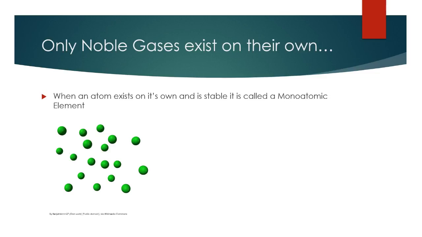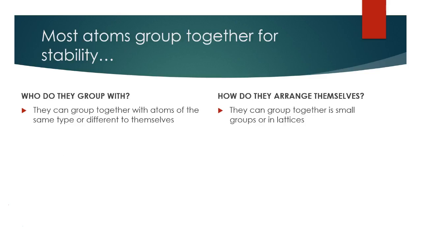So this is what noble gases look like on their own, atoms not joined to anything, and we call that monoatomic, which means one atom on its own. Now because all of these atoms you can see here are the same type of atom, this is what we call a pure element, all atoms of the same type all on their own. Now let's look at everything else.